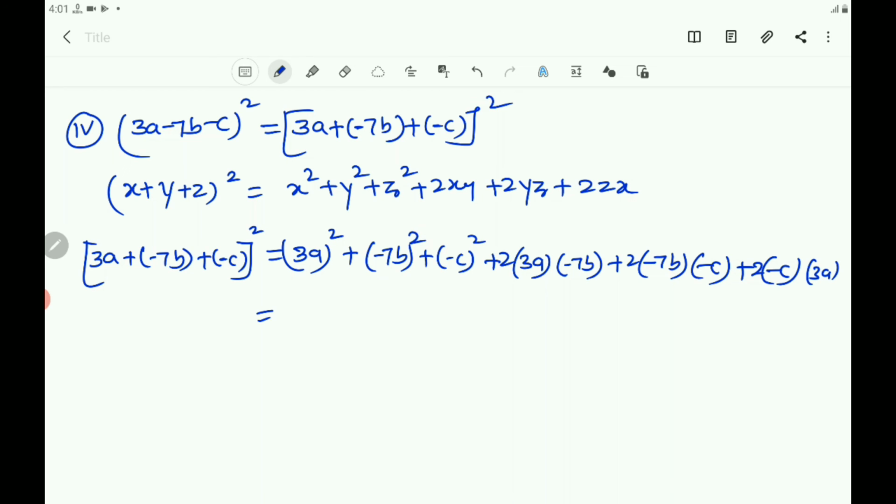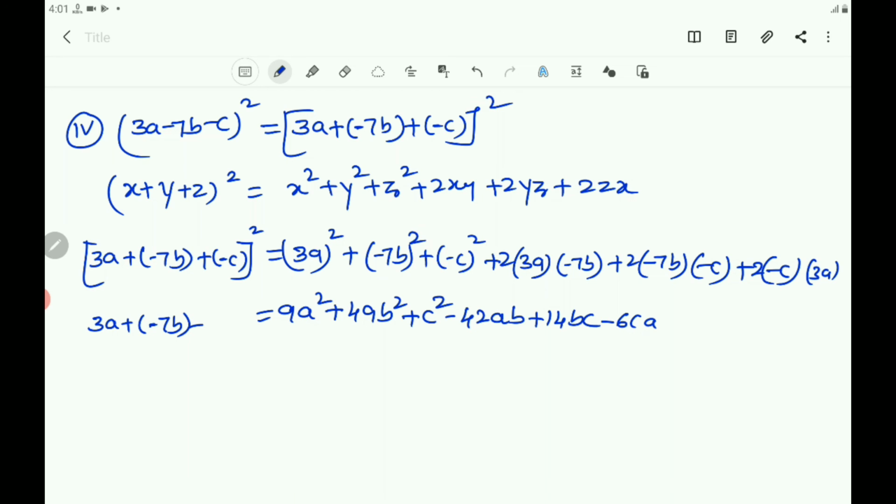You write (3a) whole square, 9a square, and (-7b) whole square is plus 49b square, (-c) whole square is plus c square, and 2 3s are 6, 6 7s are 42, minus 42ab, and 2 7s are 14, plus 14bc, and 2 3s are 6, 6ca, minus 6ca. Then it is (3a + (-7b) + (-c)) whole square.